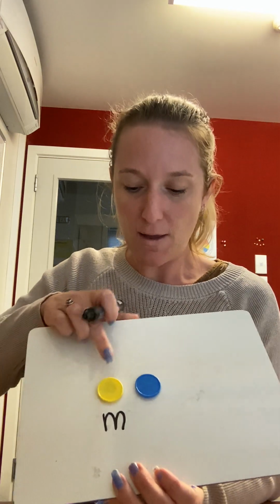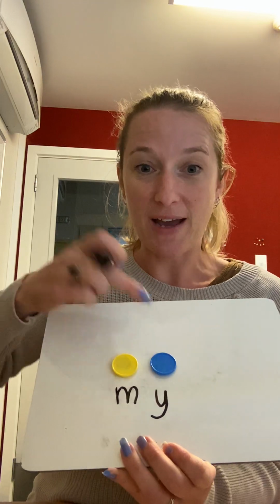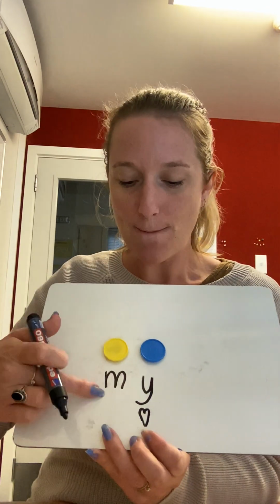So then you could say, well, what's the first sound you hear in my? And they should know from Stage 1 that that would be M. So they could write it underneath. The next sound is I, but we represent that in this word with the letter Y. This is the part that is a little bit trickier, and this is the heart part of our word. The bit we need to remember by heart. I, my, start with an M and a Y representing that I sound.